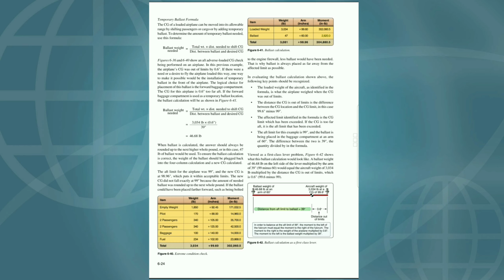302,060.5, 2,820.0, 304,880.5. Ballast. Total. Figure 6-41.